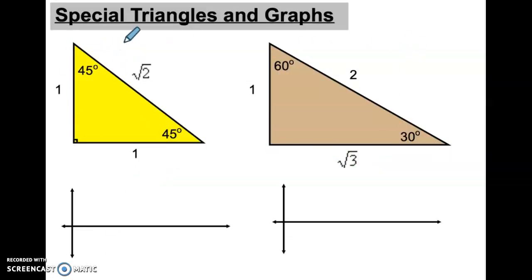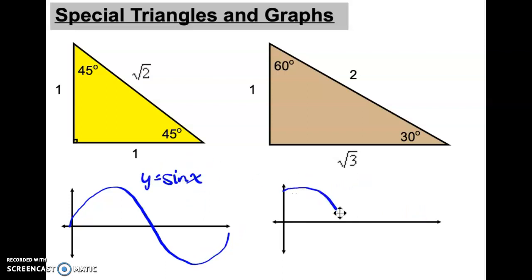Okay. You should also, from last year, remember special triangles. Whenever we talk about exact values, chances are we are talking about special triangles. And you also need to remember the graphs of sine and cosine. So there's my graph of sine. And here is my graph of cosine.